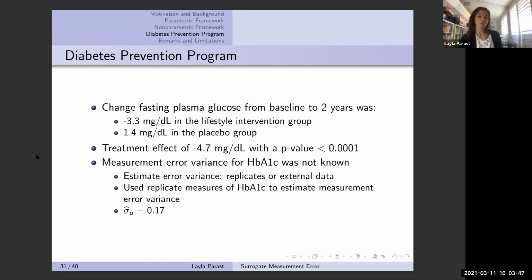Here the measurement error variance was not known, and so we had to estimate the error variance. There are several ways you can estimate that variance. You can use replicates, or you may have external data that you can use. We did have replicate measures of hemoglobin A1C, so we used that to estimate the error variance and got an estimate of 0.17.